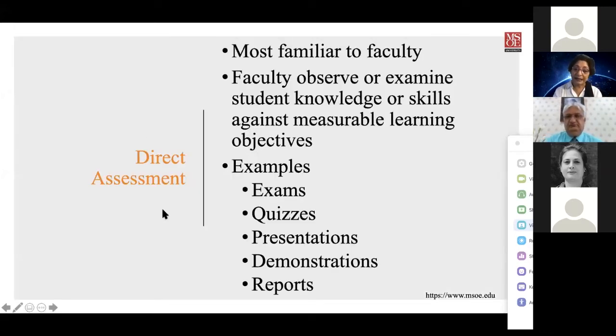In direct assessment, that is the easiest one, because most of us as teachers know them. We have exams, quizzes, presentations, demonstrations, reports. We have senior design documents. We have theses, so those are pretty easy. And faculty is very familiar with them. But again, I cannot teach them X and ask all the questions about Y.